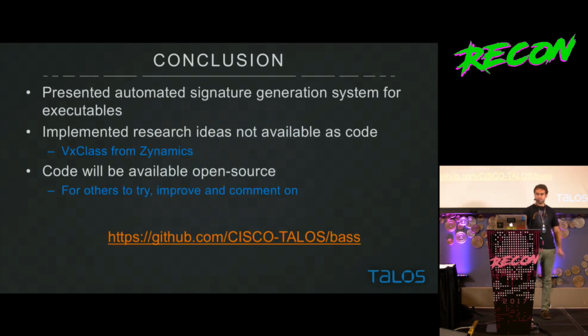So, we presented you an automated signature generation system for executables. And the cool thing about this is that we implemented a lot of research ideas that have been around, but were not available as code. A huge inspiration for us has been VxClass from Zynamics, but then Zynamics got bought by Google and VxClass disappeared, so it's not available anymore.